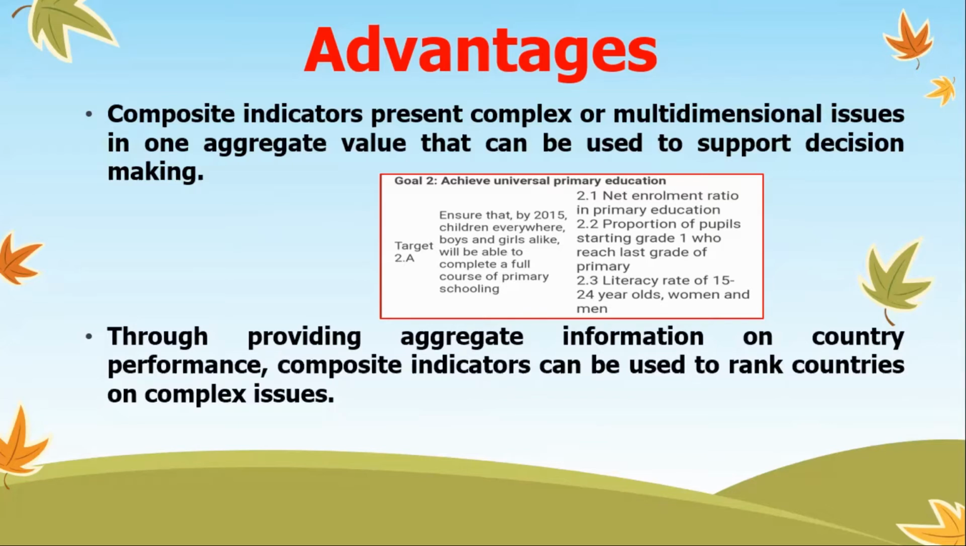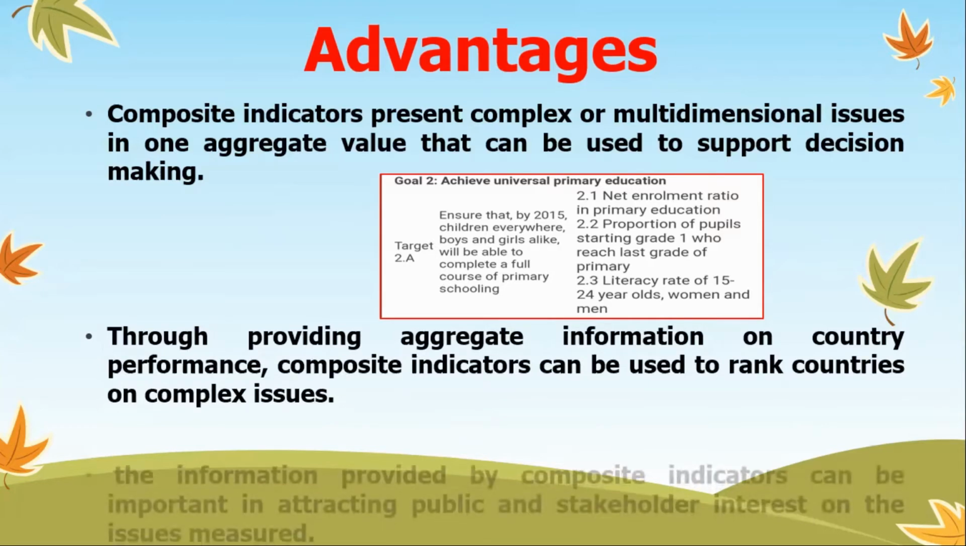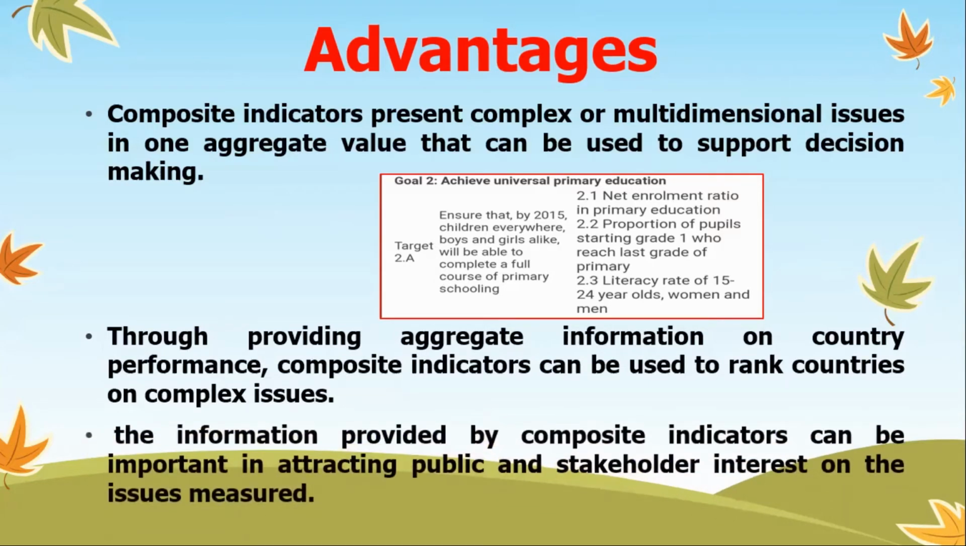Next advantage, through providing aggregate information on country performance, composite indicators can be used to rank countries on complex issues. So the aggregate information helps to rank countries' performance as a basis for development or to address the problem easily. Next, the information provided by the composite indicators can be important in attracting public and stakeholder interest in the issues measured. So the targets and each indicator are useful in attracting public interest on how to measure the issues of their countries.